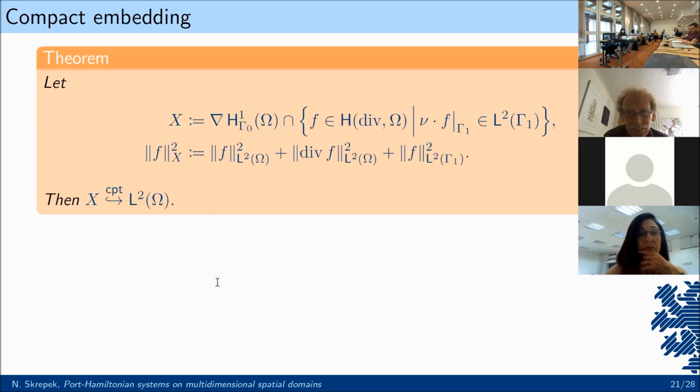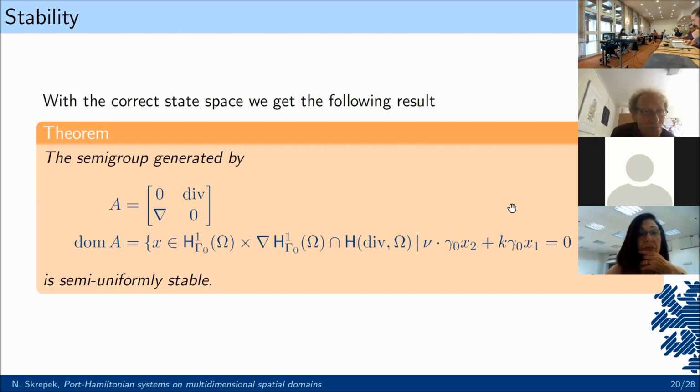So what I want to show is how you can derive this compact embedding of the space, and I have to point something out because this is important.